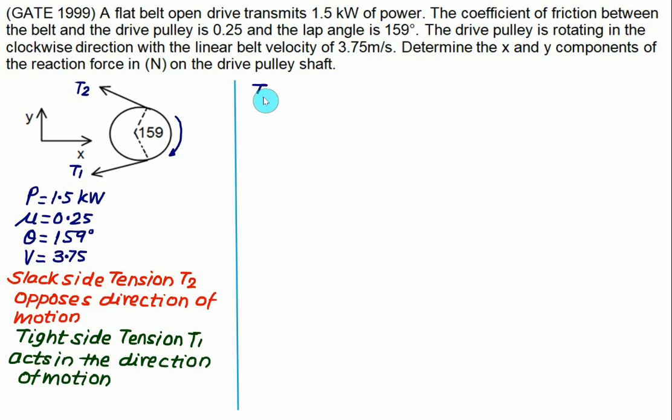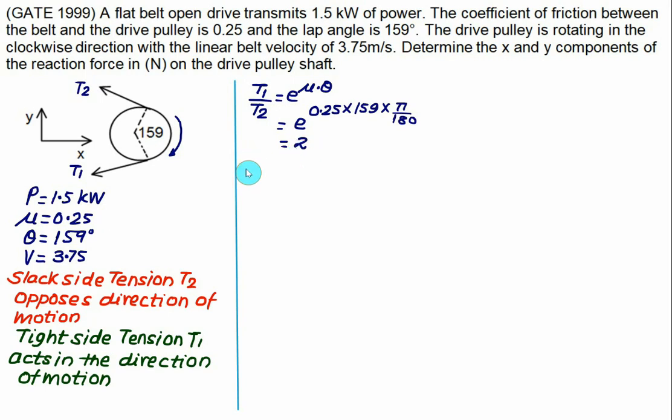To calculate the power, first we'll find out the ratio between T1 and T2. T1 is the tension on the tight side divided by T2, the tension on the slack side, which is equal to e to the power mu multiplied by theta. On the right hand side we have e to the power mu, where mu is equal to 0.25. Theta you have to use in radian, which is equal to 159 multiplied by pi divided by 180. So we have the ratio exactly equal to 2.